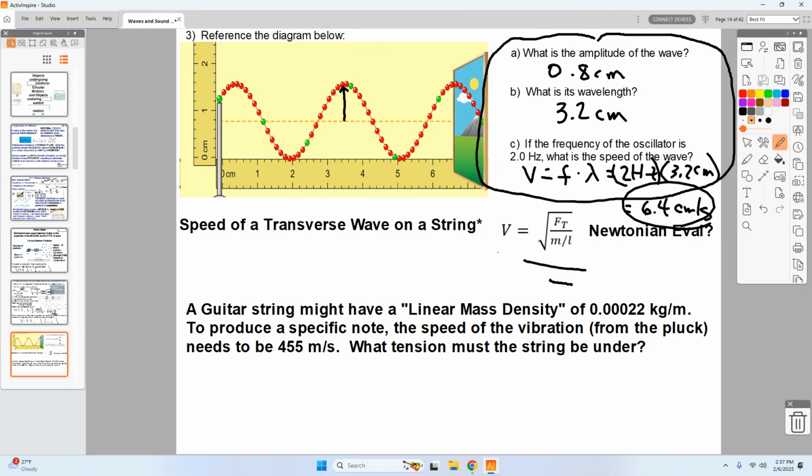Now, this last little bit, I don't know if I'm going to be able to do the demonstration I want to do with the springs. If I don't do it today, I'll do it tomorrow. But this last little bit has to do with an equation for the speed of a transverse wave on a string. If you play a musical instrument, a plucked string kind of musical instrument, this equation describes how fast that disturbance propagates.